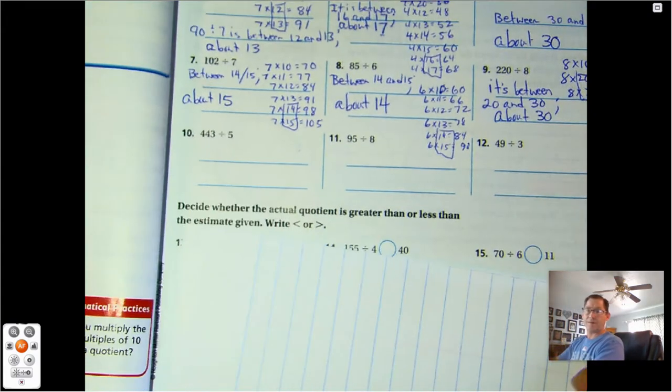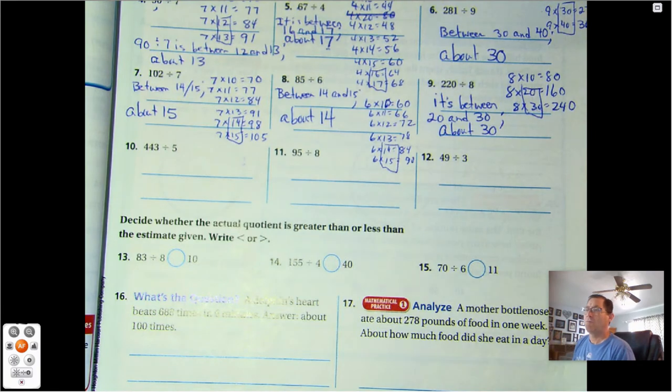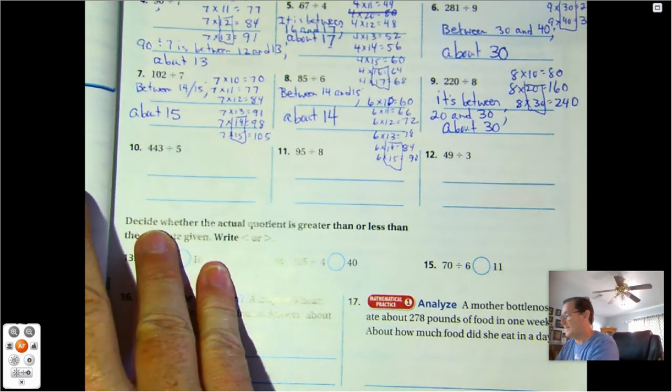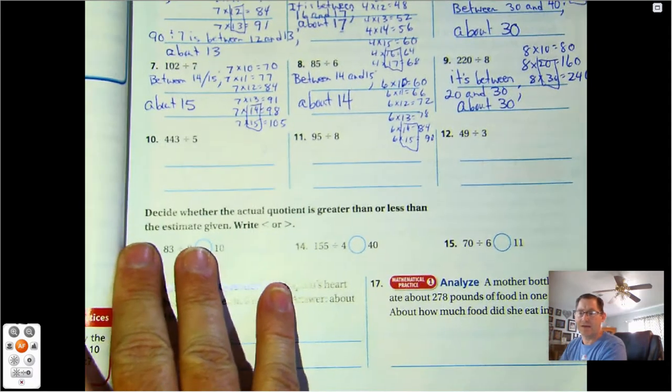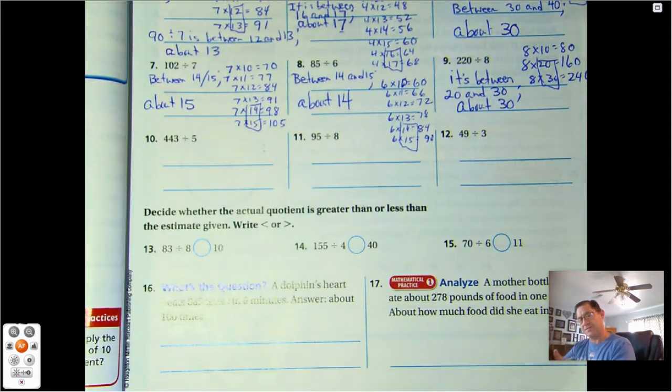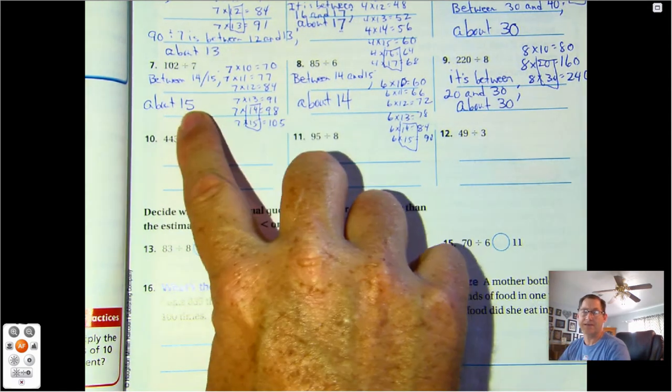So what we're kind of doing with these estimates is, when we start to divide, it is more of a process and we follow specific steps, we want to have a starting point. And so that's what this is doing. It's helping us get to a starting point, right?